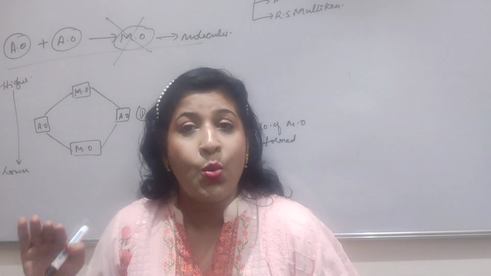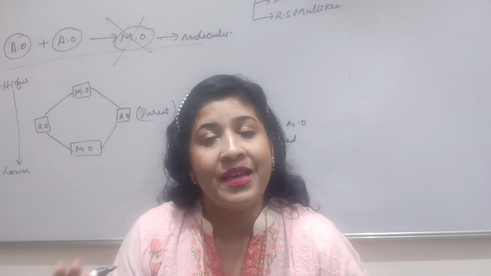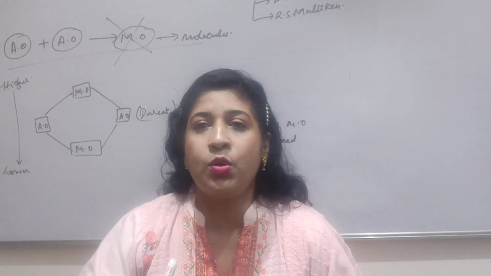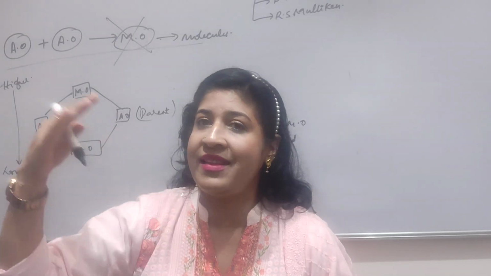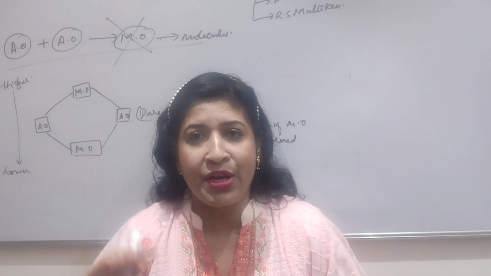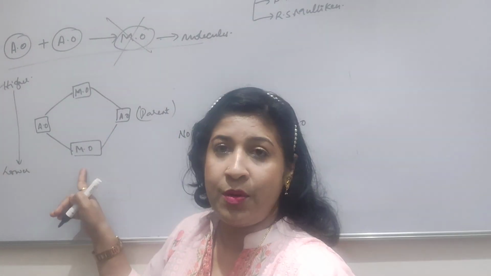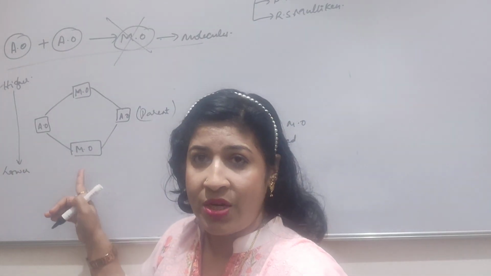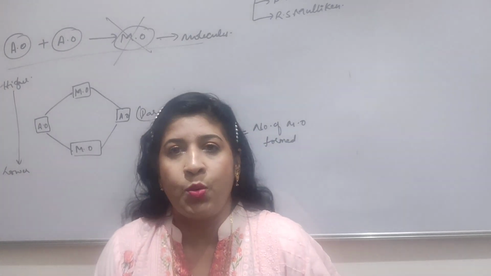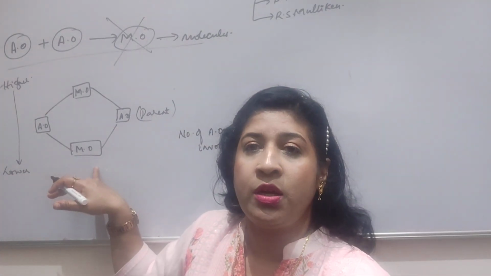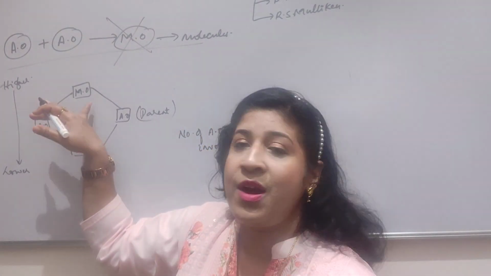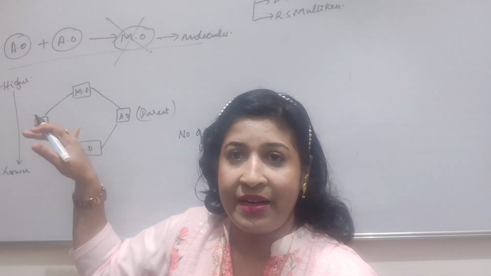That means the electrons are filled at the lower energy first, and then they are filled in the higher energy according to the Aufbau principle. Now, which is the lower energy? The molecular orbital which is at the bottom is known as lower energy. Now, why is this molecular orbital at lower energy and why is this molecular orbital at higher energy?